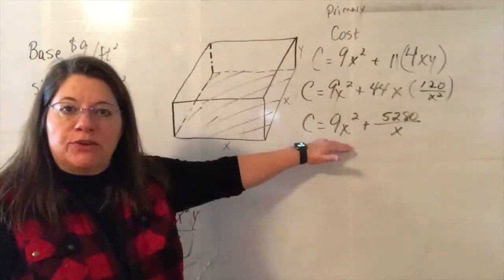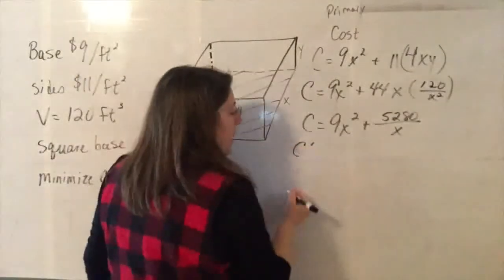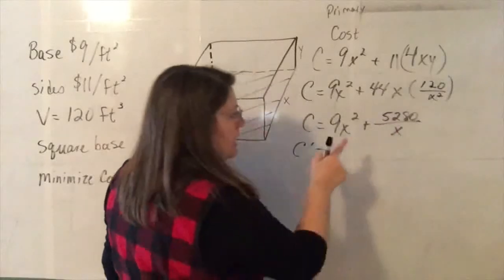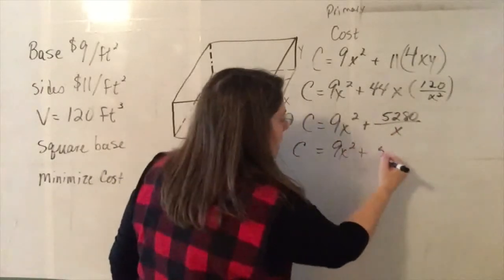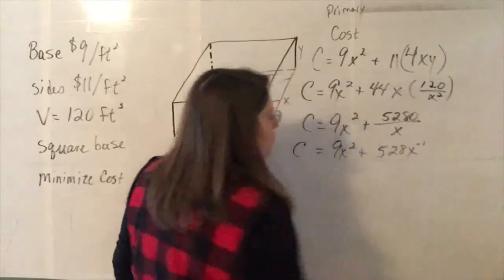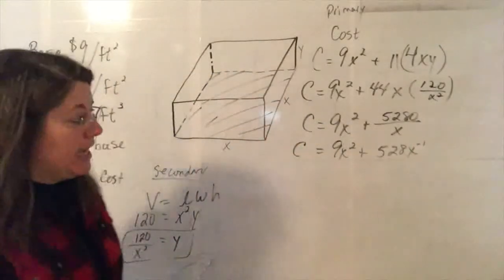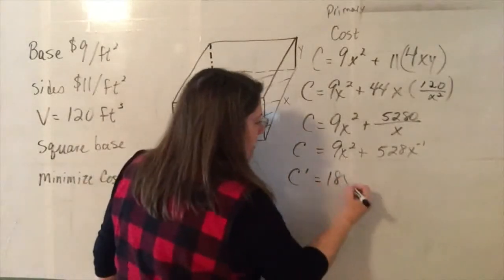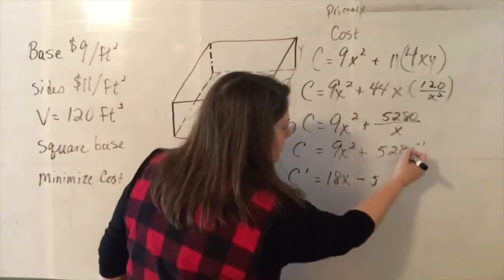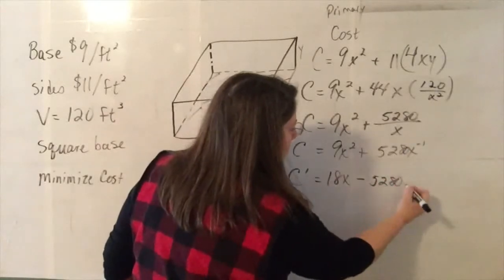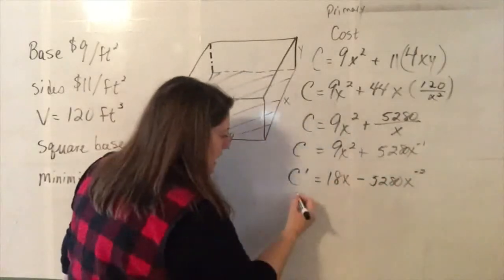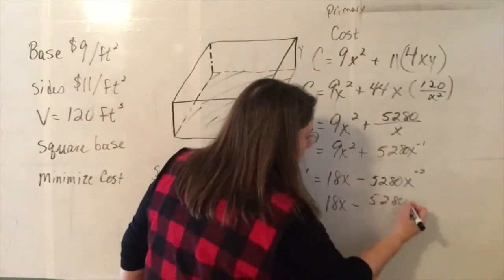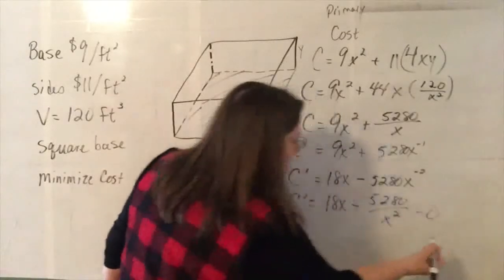The next thing I have to do is take the derivative. If I take the derivative of this, c prime, well, this is pretty simple. It's just going to be 18x. For this, I really need to rewrite that as 5,280x to the negative 1. That will make the derivative very simple to take. You don't have to use the quotient rule that way. So if I do c prime, take the derivative, I've got 18x minus 5,280x to the negative 2. So I have c prime equals 18x minus 5,280 over x squared. I set that equal to 0.